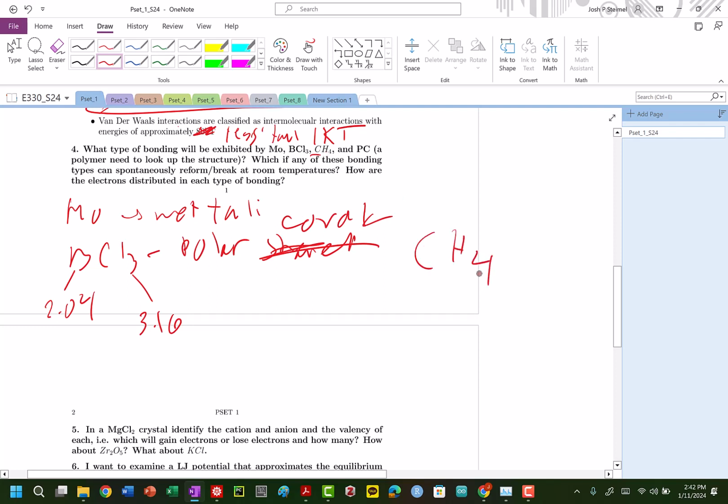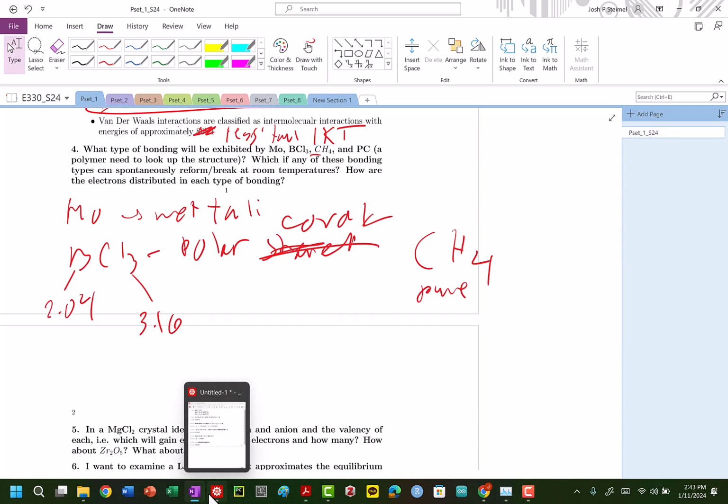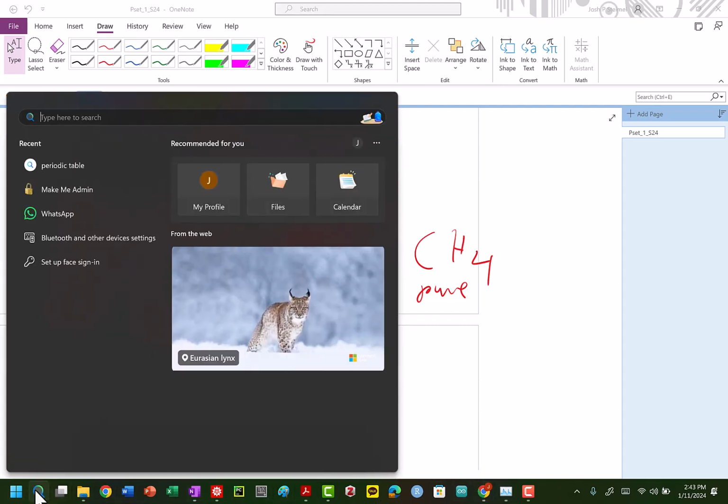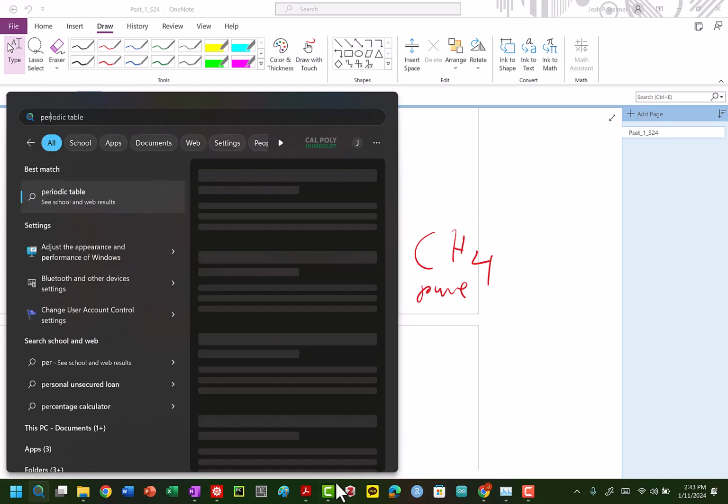CH4, this is basically kind of like a methyl group, but this will be basically pure... actually, let's look at our difference between CH4, what type of bonding. Where's our periodic table? Where is it? We just saw. Oh, it's probably in here.